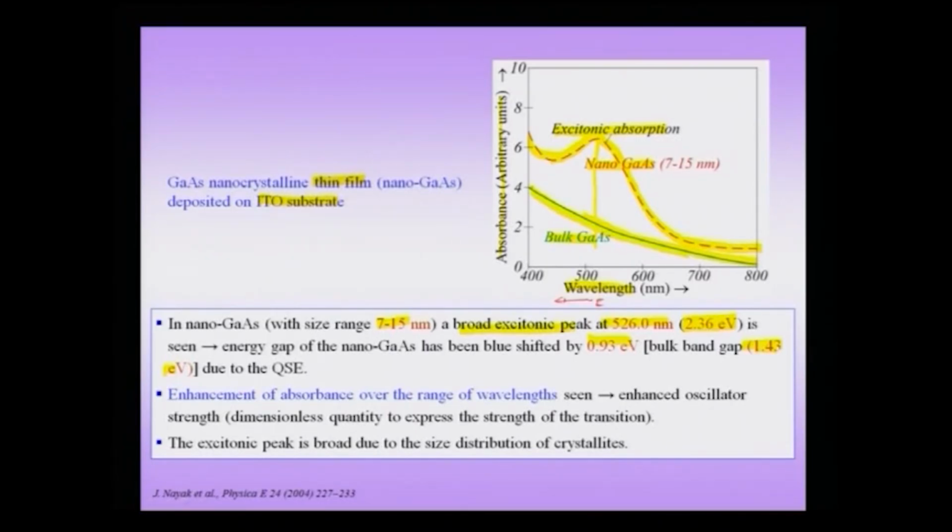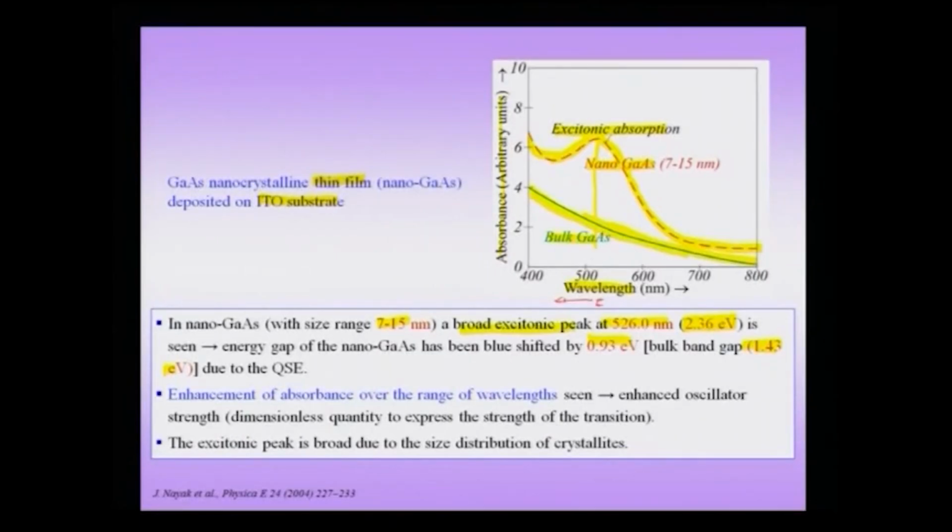So, to summarize this important slide, you see that bulk gallium arsenide has a different absorption spectrum as compared to nano gallium arsenide. In the nano gallium arsenide, you observe that there is actually a very strong peak in the absorbance at 526 nanometers, and this strong absorption peak corresponds to a band gap of about 2.36 eV, and this is what you might call blue shifted with respect to the bulk gallium arsenide. That means now this happens at higher frequencies, or in other words at lower wavelengths.